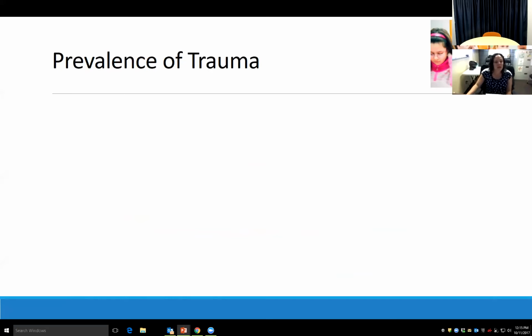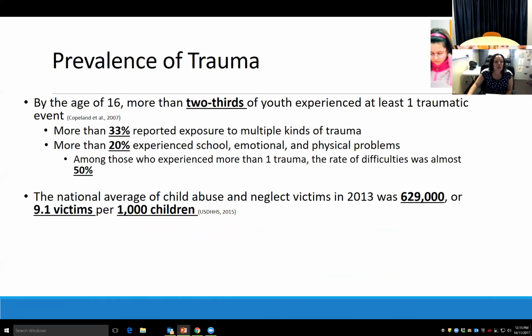Okay, so I'm going to spend a little bit of time talking about stats, not too long just because they can get boring, but just to really highlight the prevalence, unfortunately, of trauma. So in this first study, they found that by the age of 16, more than 2/3 of youth had experienced at least one traumatic event. It's 2/3 by the age of 16. And more than 33% had reported exposure to multiple kinds of trauma.